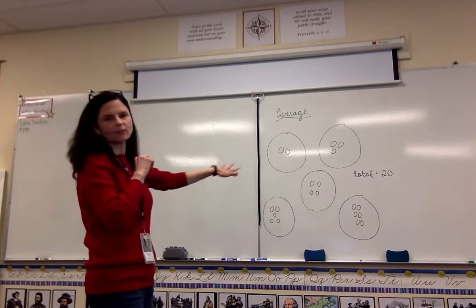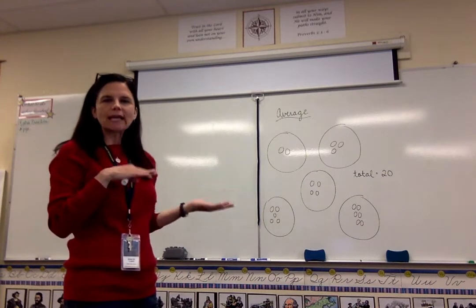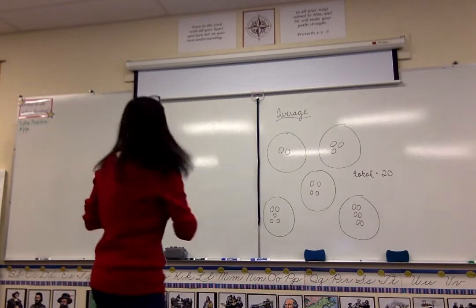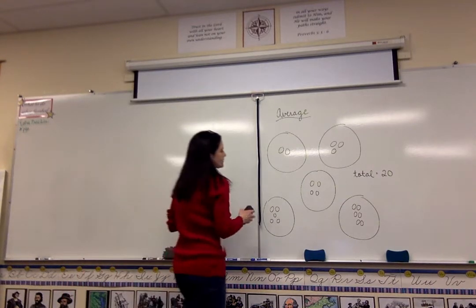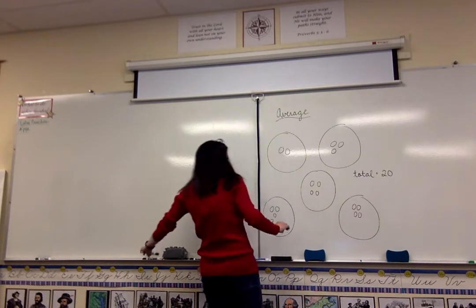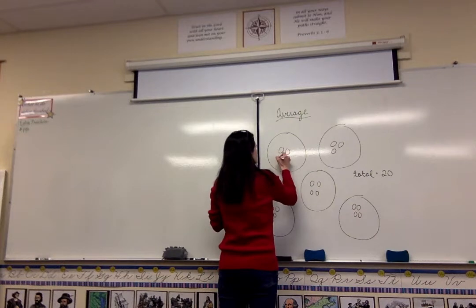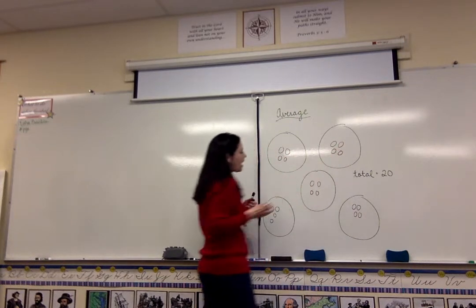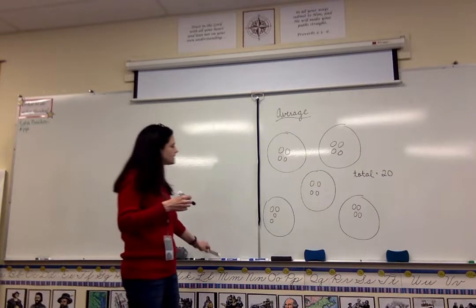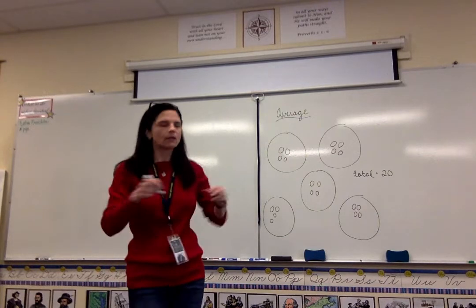How would you rearrange the beans so that there were the same number of beans in each circle? And remember, you worked hard on that and moved your beans around, and basically what we found was that when you rearranged the 20 beans and distributed them evenly among the 5 circles, each circle contained 4 beans.